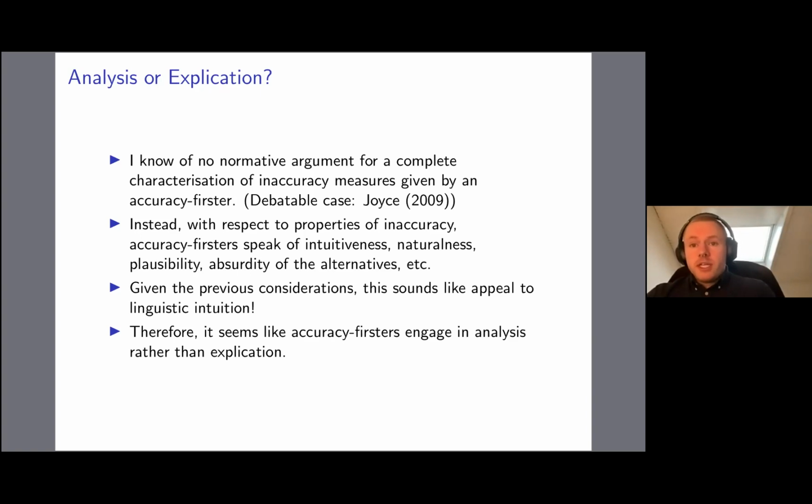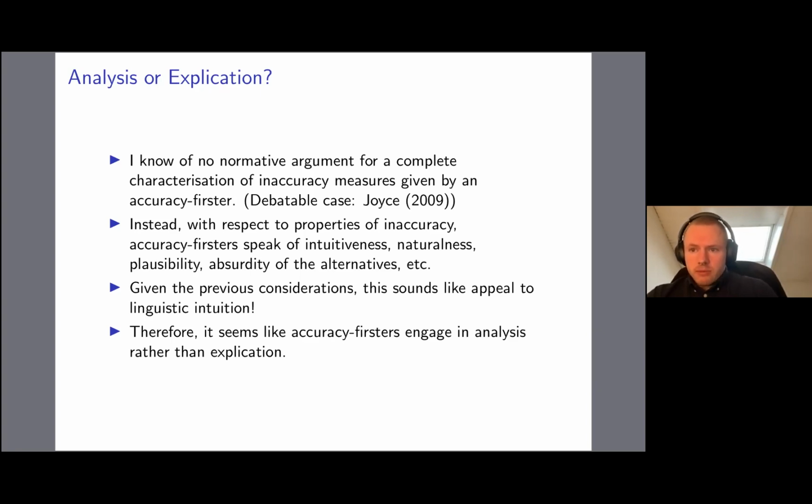But definitely the three main contributions that I've already cited, they do not give a normative argument. Instead, when talking about the properties of inaccuracy that are encoded in those axioms, they speak of their intuitiveness, their naturalness, their plausibility, the absurdity of the alternatives, and so forth. And given the previous considerations, especially given my presupposition that accuracy firsters engage in conceptual work when characterizing inaccuracy, this sounds a lot like appeal to linguistic intuition.